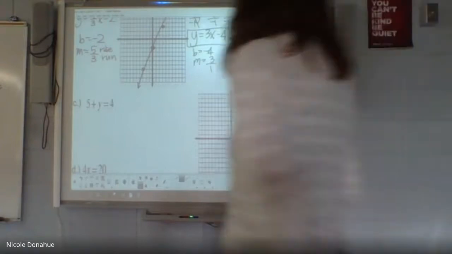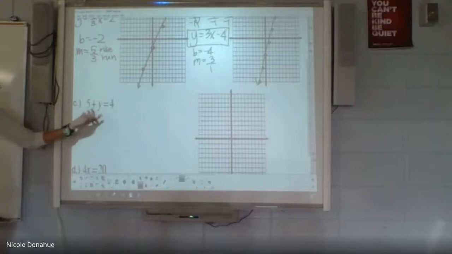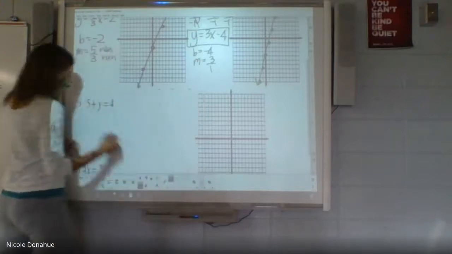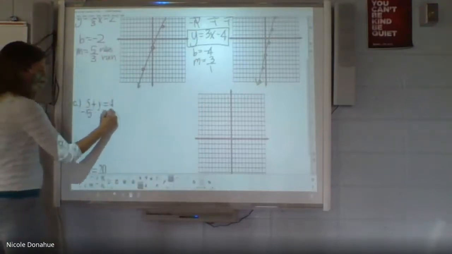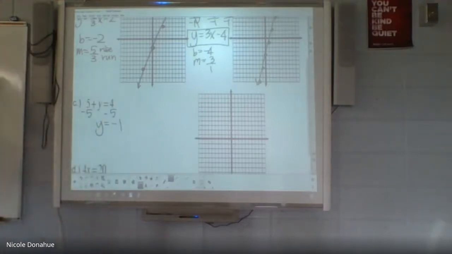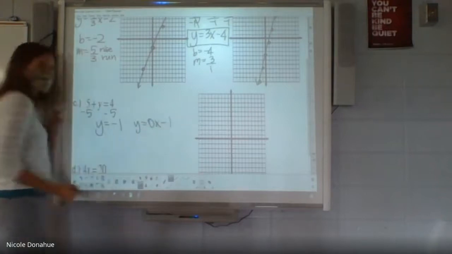So letter C, I want to get a variable alone here. So I only have a y to get alone. So I want to get our y alone. So what are we going to do? Subtract 5. So I get y equals -1. Now going back to our homework from last night and thinking about what we know about a y equals equation. Essentially, this is the same thing as that.